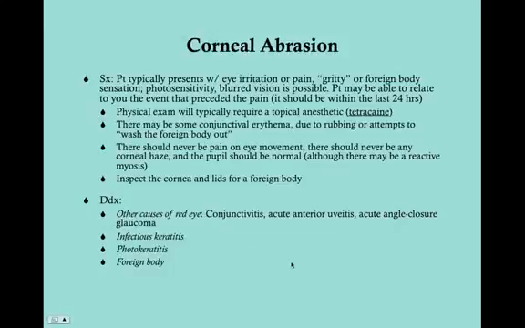The patient generally will be able to relate to you some kind of a trauma to the eye that preceded the pain, but you're usually going to have to milk that out of them. They won't just tell you because they might not know that rubbing their eye caused this, or putting their mascara on, they might have hit their eye.